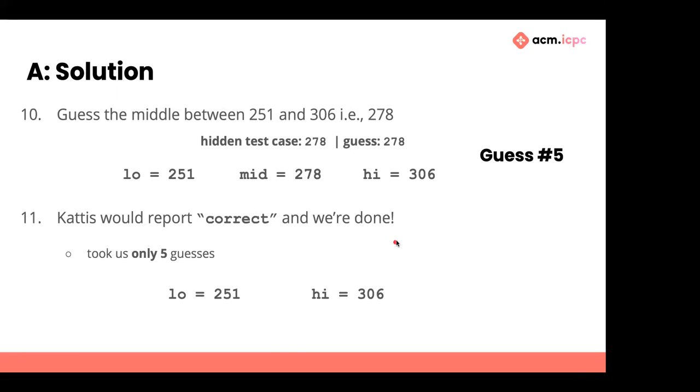And then we repeat the process one last time. The average between 251 and 306, the middle element, is 278. And in this case, since 278 is equal to 278, Caddis would end up reporting correct, and we can exit our code. Look at that. It only took us 5 guesses, and Caddis actually gave us 10. In fact, I think in the worst case, you would end up taking 10, but for this example, you ended up taking 5.